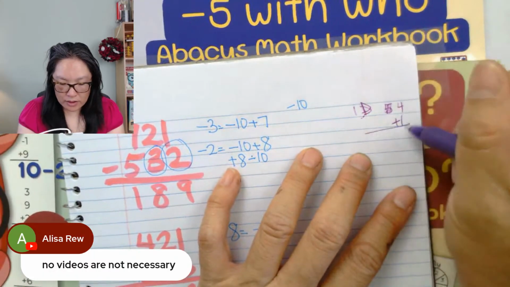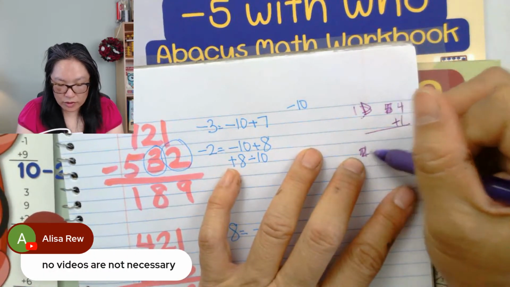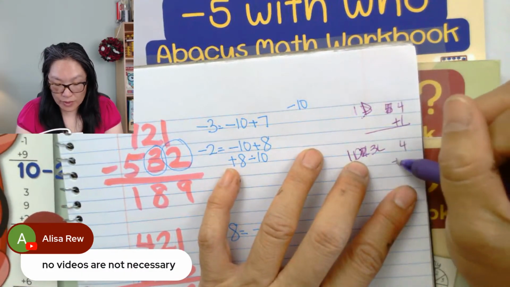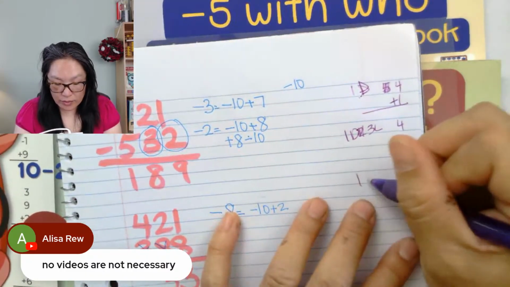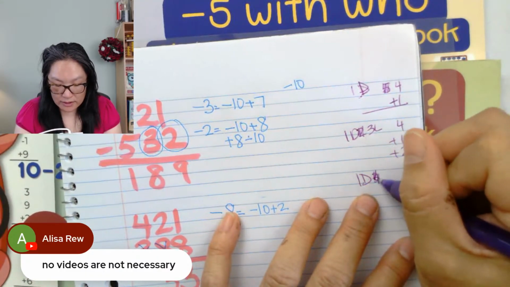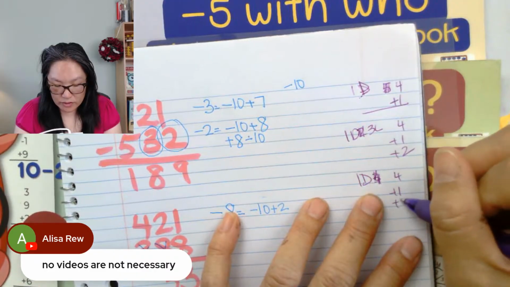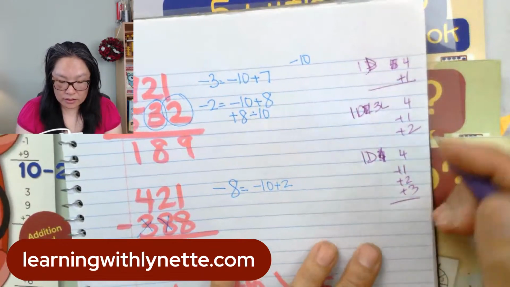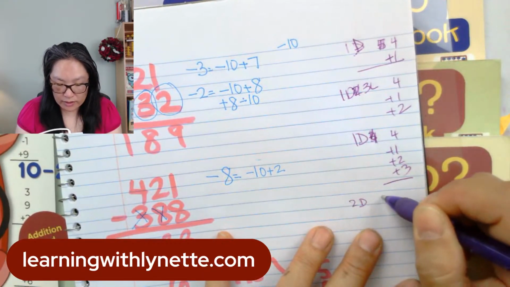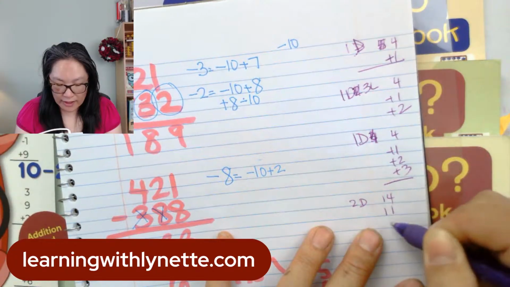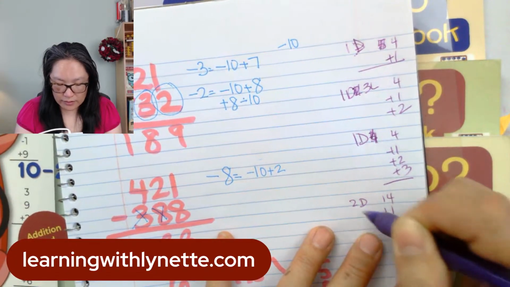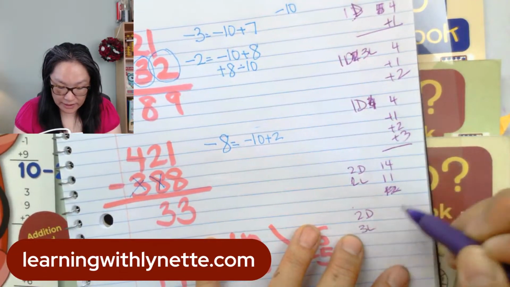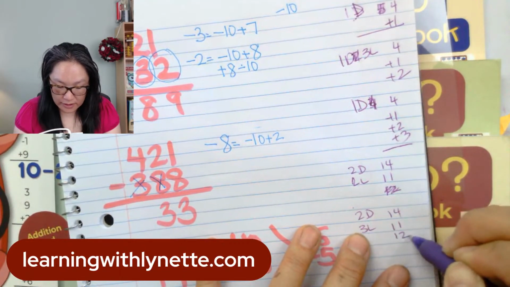That's one digit. Then it will be three lines, one digit. So it'd be four plus one plus two. And then there'll be one digit with four lines. So it'll be four plus one plus two plus three. And then it will be double digit. So it'll be two digits, which would be what? 14, 11, and then one digit, two lines. And then we could do two digits, three lines. So 14, 11, and then 12.